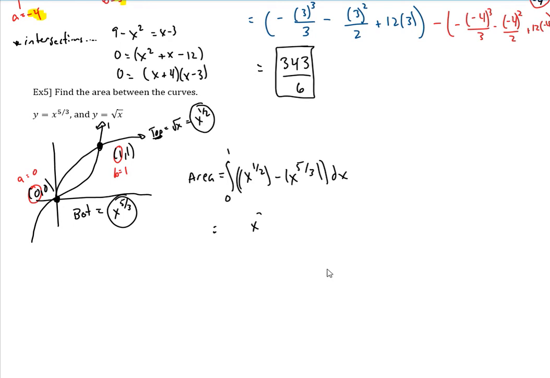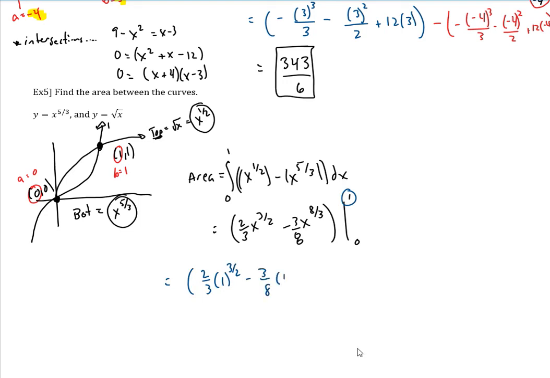So it would be x to the 3/2, and then 2/3 would multiply the front, and then minus x adding 1 would be 8/3, and then reciprocal is 3/8 in the front. Okay, and then it goes from 0 to 1. All right, and then just like the last one, now in blue, I'm plugging in the 1. So I have 2/3 times 1 to the 3/2 minus 3/8 times 1 to the 8/3. And then always minus 2/3 times 0 to the 3/2 minus 3/8, 0 to the 8/3. Okay, so there's our setup.